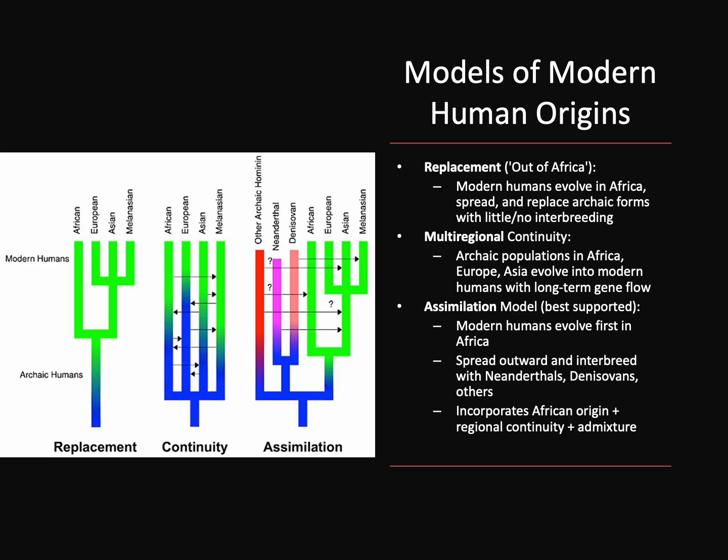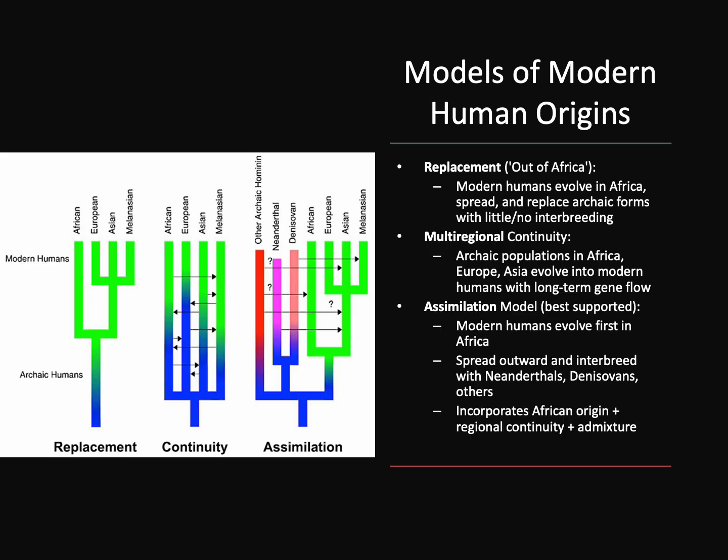The replacement or out of Africa model proposes that modern humans evolved in Africa and then spread out into Europe, Asia, and beyond between roughly 120,000 and 100,000 years ago. According to the strong version of this model, wherever these modern humans went, they replaced local archaic populations, Neanderthals, Denisovans, and others, with little or no interbreeding.